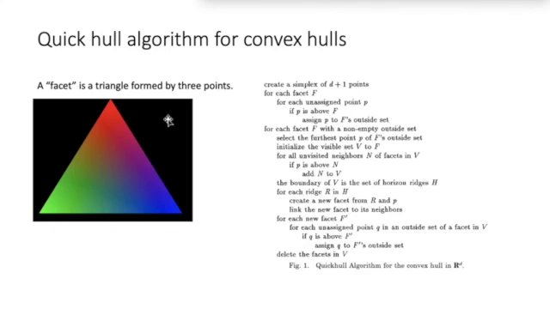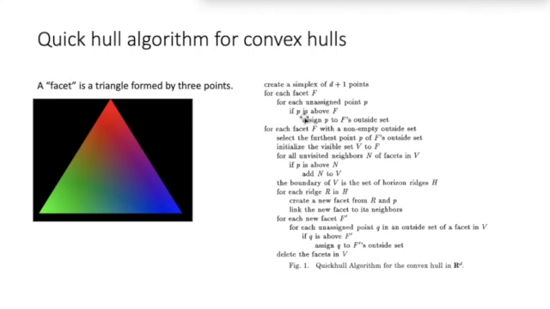is a triangle formed by 3 points. At the beginning, you have a set of high-dimensional data, and then you have to choose the extreme points to form the initial convex hull. After the convex hull is formed, you iterate through each face and then identify the outside points.